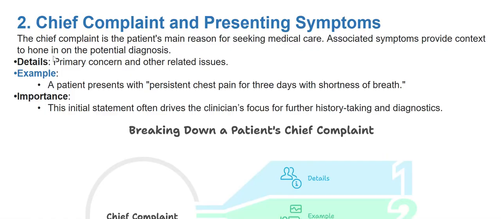Chief complaint and presenting symptoms. The chief complaint is the patient's main reason for seeking medical care. Associated symptoms provide context to hone in on the potential diagnosis. Details here: primary concern and other related issues. Example: a patient presents with persistent chest pain for 3 days with shortness of breath or dyspnea. The importance of this initial statement often drives the clinician's focus for further history taking and diagnostics. And here is a diagram on breaking down a patient chief complaint.